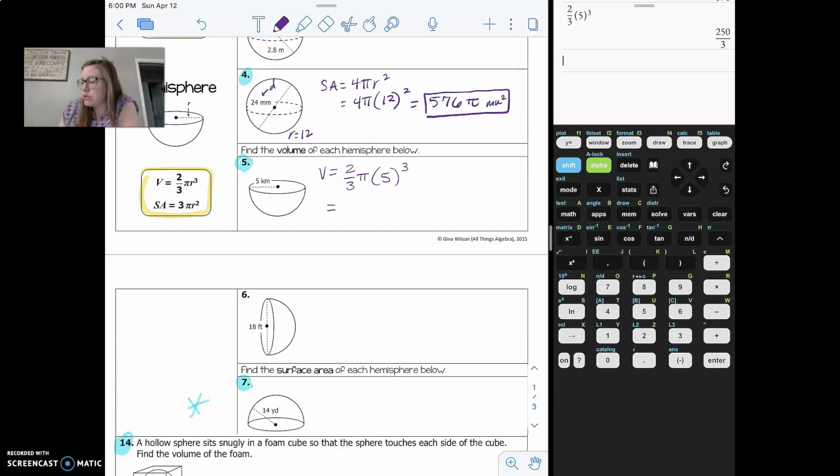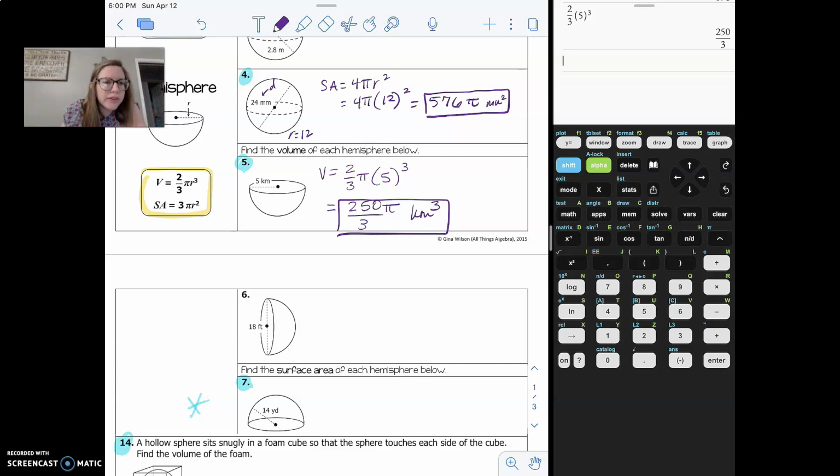So then that way I can just do the whole thing all at once instead of having to do multiple steps, okay? Make sure you put your pi in there in terms of pi, and that is the volume of this hemisphere. Look at you, you're a genius. Okay, make sense? Yeah? Okay.